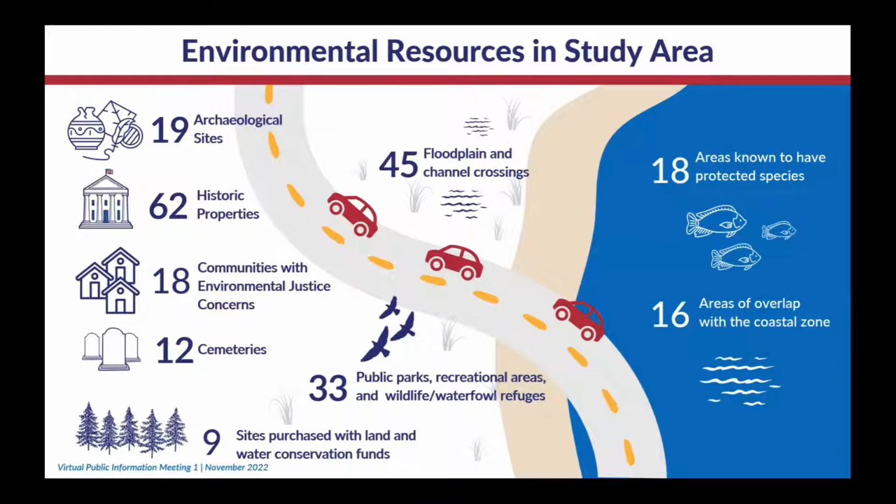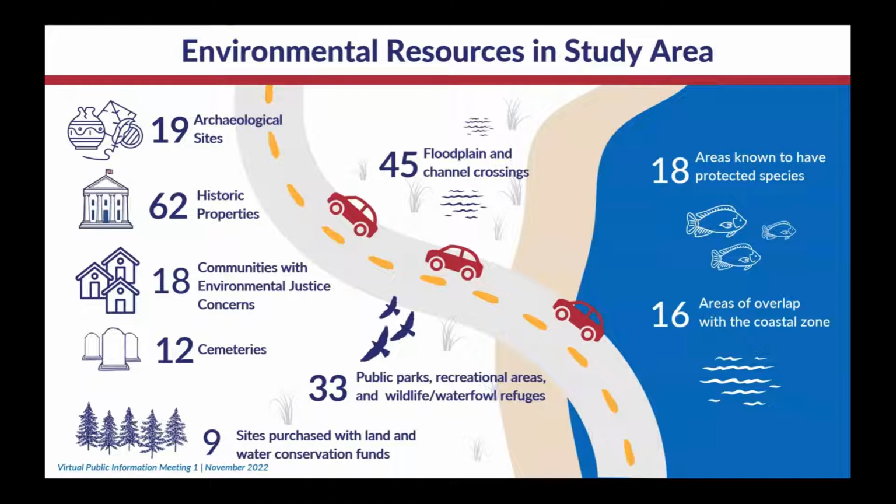For cultural social resources, the team identified 19 archaeological sites, 62 historic properties, 12 cemeteries, 33 public parks, recreational areas, and wildlife waterfowl refuges, and 9 sites that were purchased with land and water conservation funds. There are also 18 communities with environmental justice concerns within the project corridor. This includes census block groups with a population majority that is minority, low income, and/or populations with limited English proficiency.